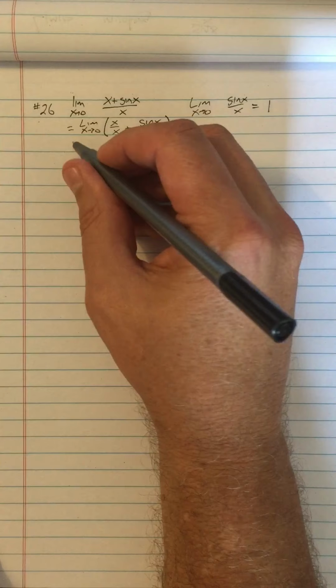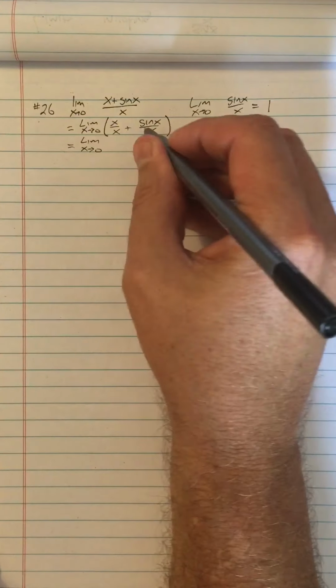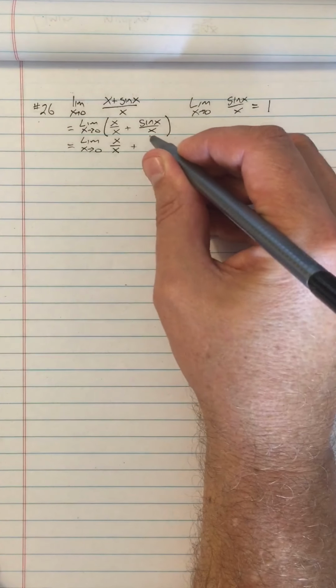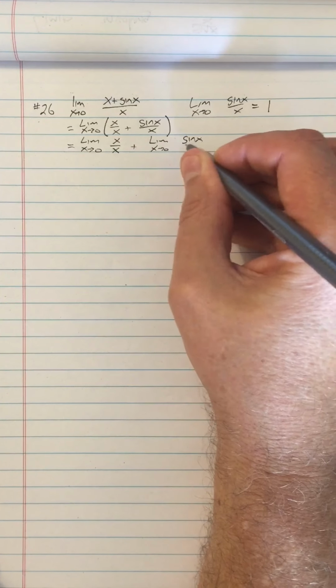All right, anyway, what we get to conclude is that I can separate the sum into two different limits. So it's the limit as x approaches 0 of x over x plus the limit as x approaches 0 of sine x over x.